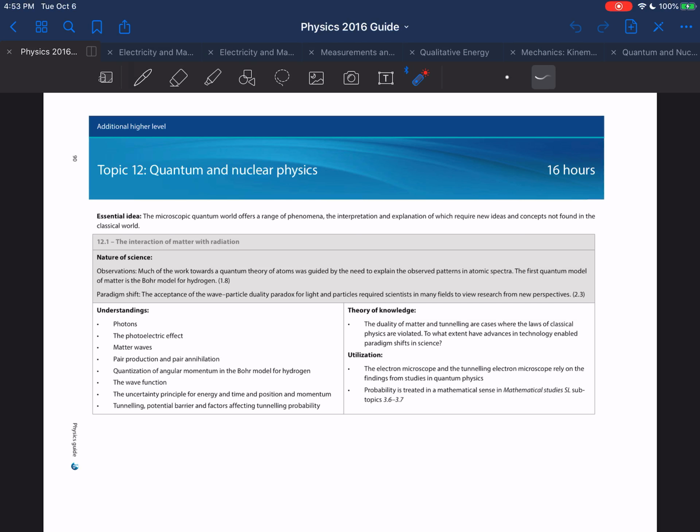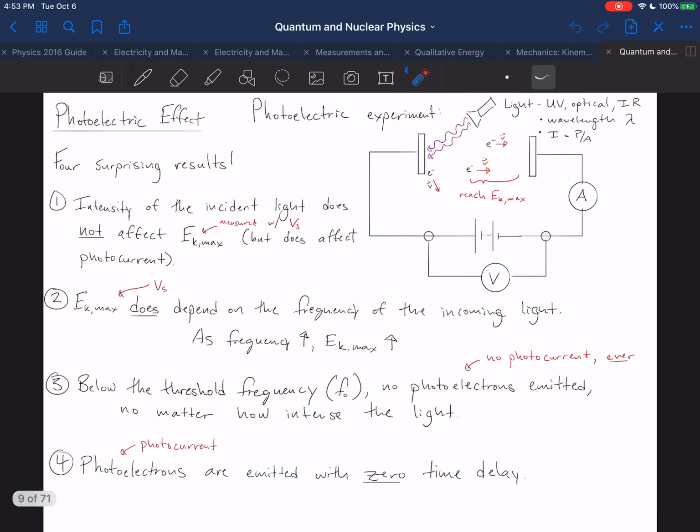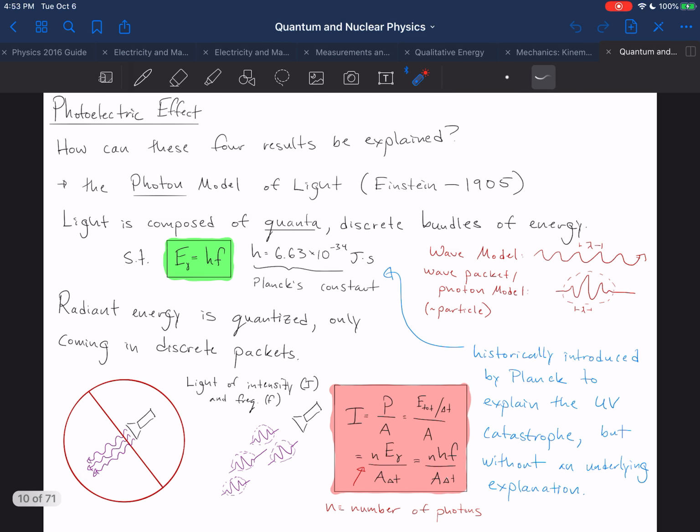Hello everyone. In this video, we will continue to examine topic 12.1, the interaction of matter with radiation, and in particular, we will continue to unpack the photoelectric effect. In the last video, I described in some detail the 4 surprising results from our photoelectric effect experiment. And we want to know, fundamentally, how these 4 results can be explained.